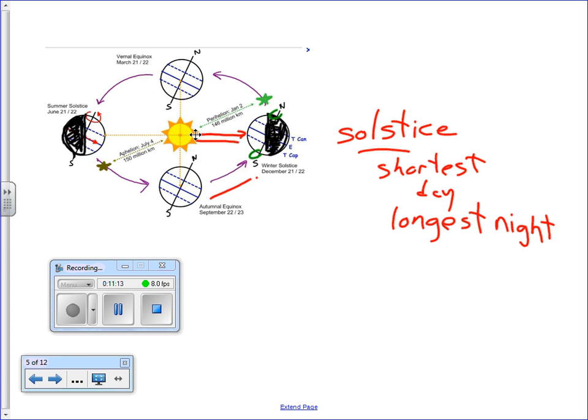And then here, we have the equinoxes. Solstice, sol means sun. Solstice is the shortest day and the longest night. And that's of course for the winter solstice for the northern hemisphere. And then an equinox, as you might remember, equi means equal, nox means night. And so on the equinox, you have very close to equal hours of day and night, of light and dark. Equal night. So you've got the spring and the fall equinox.